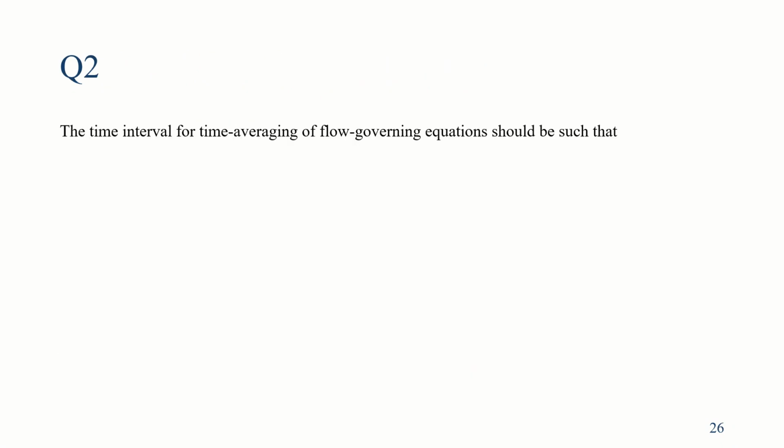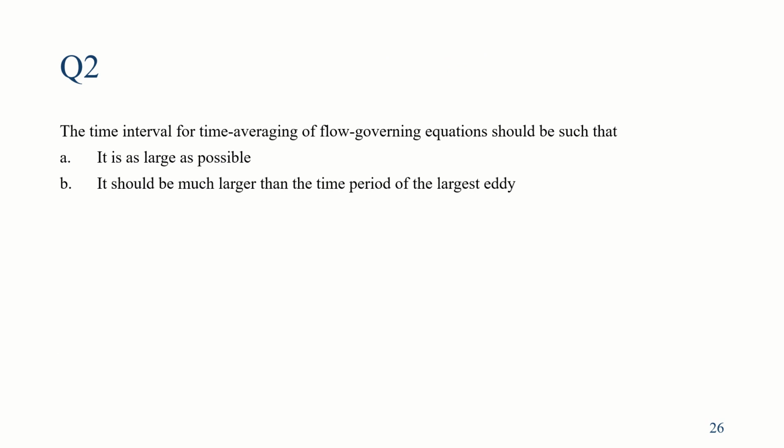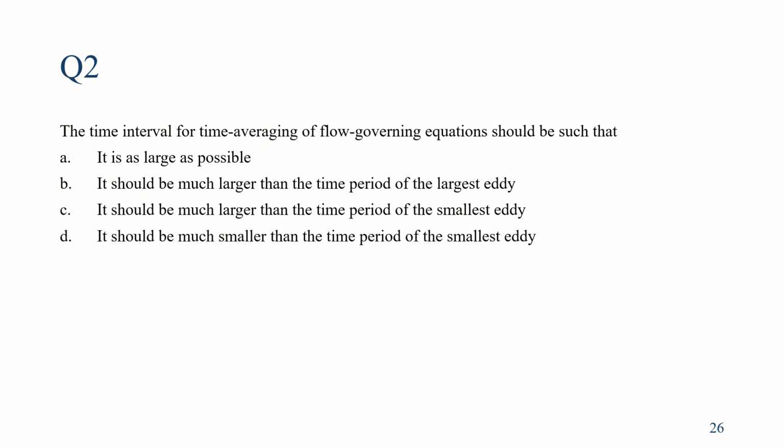Question 2. The time interval for time averaging of flow governing equations should be such that, option A, it is as large as possible. Option B, it should be much larger than the time period of the largest eddy. Option C, it should be much larger than the time period of the smallest eddy. Option D, it should be much smaller than the time period of the smallest eddy. So, if we are time averaging any problem, what should be the time interval for that?